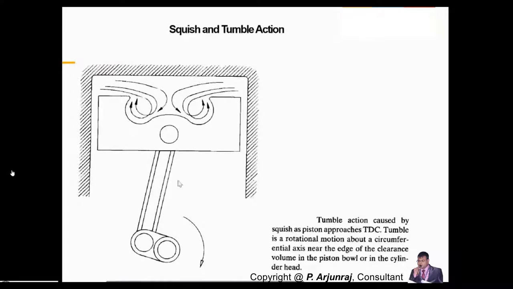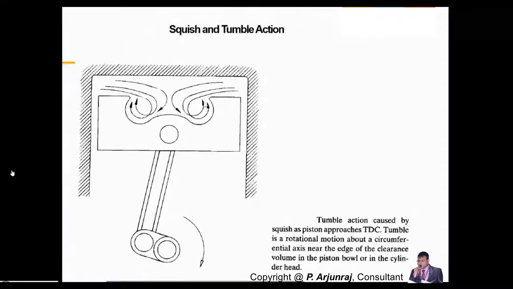And you also had a tumble action, which is nothing but a rotational motion about the circumferential axis near the edge of the clearance volume. Okay, see here the rotational motion is going to happen about the circumferential axis near the edge of the clearance volume.